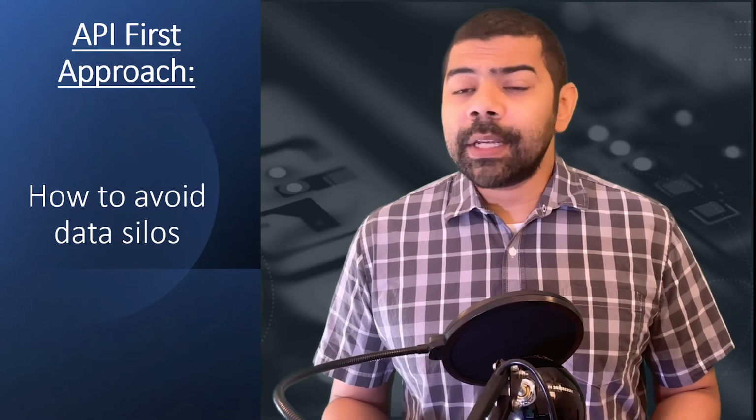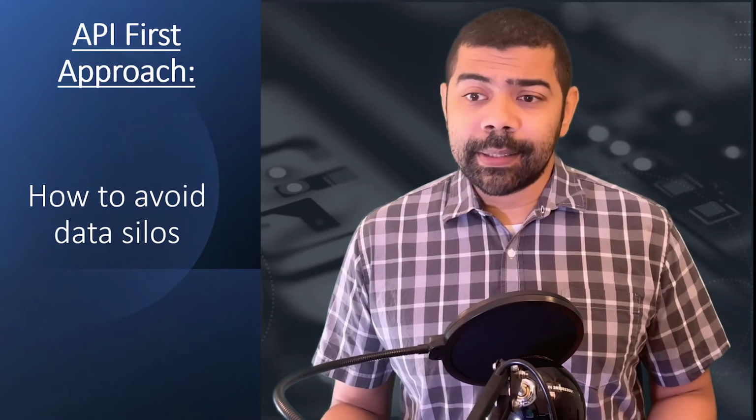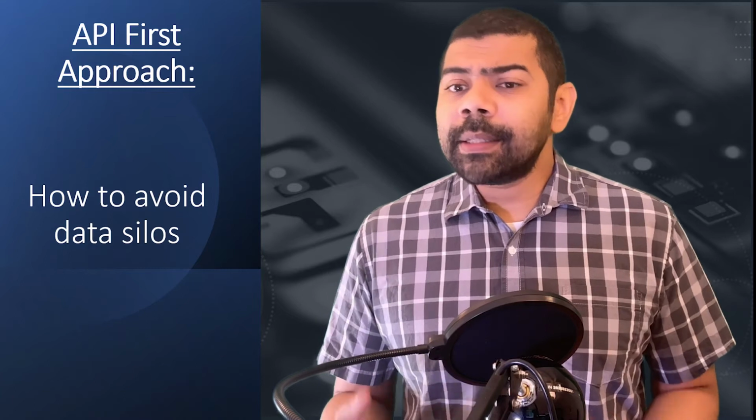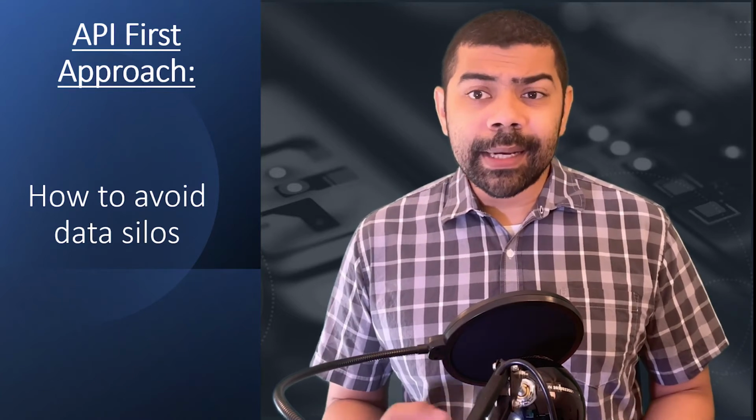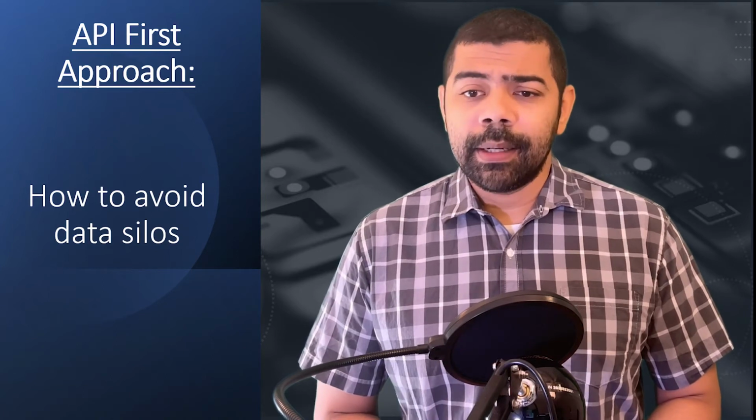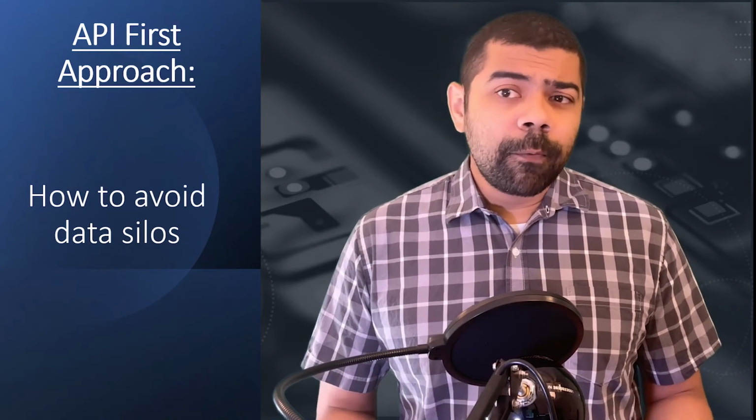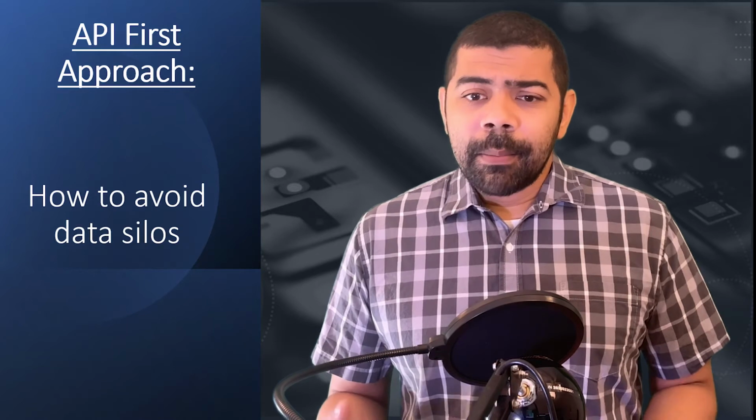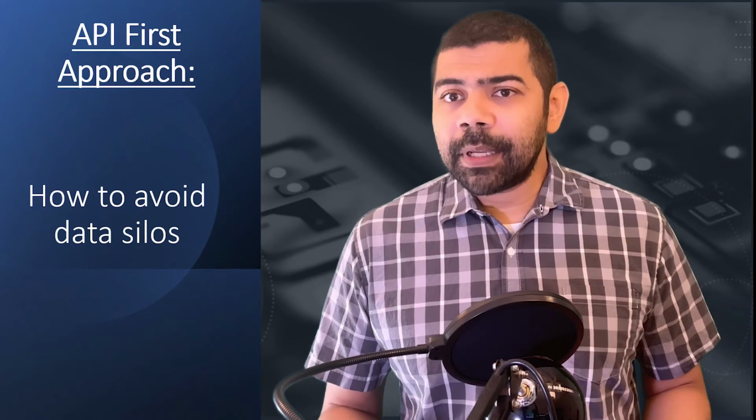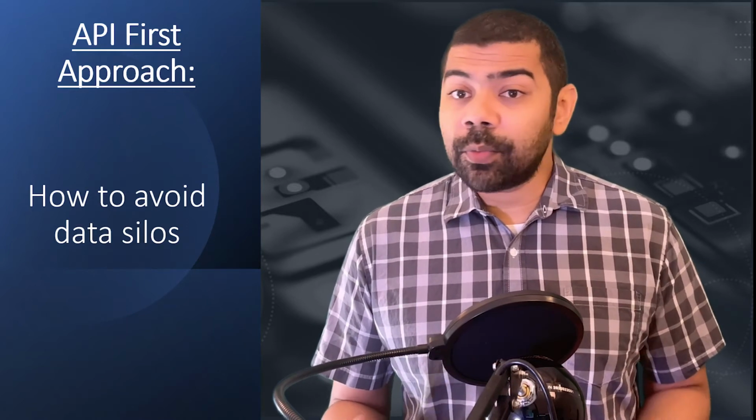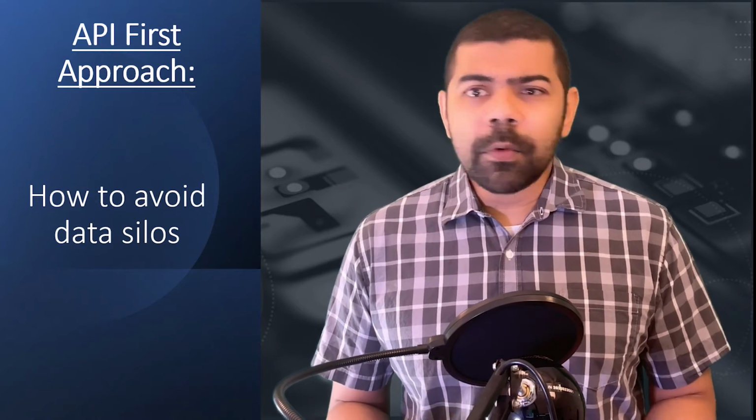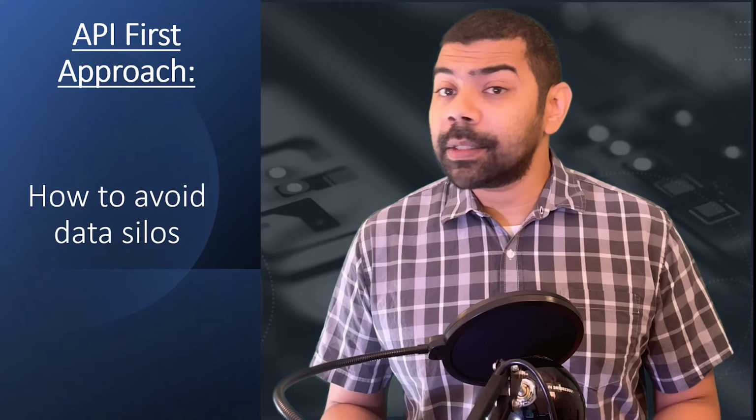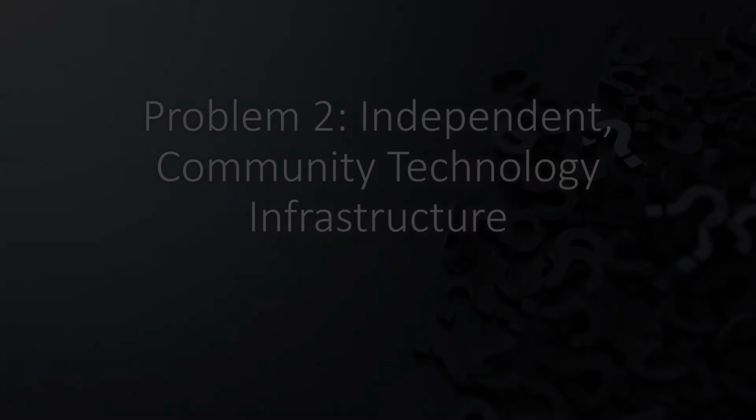API first is an approach to designing data systems in a way that seeks to avoid common issues like data silos and inaccessibility to data. These approaches take more forethought in the beginning, but pay off massively by avoiding many issues with integrations in the long run. This piece will be critically important and the subject of its own video.